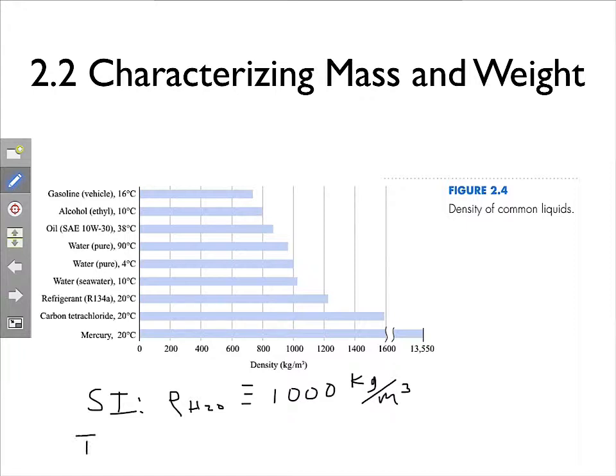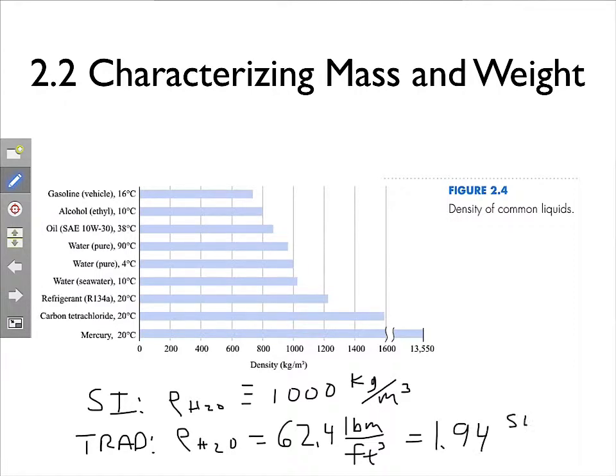And in traditional units, the density of H2O equals either 62.4 pound mass, lbm, over foot cubed, or 1.94 slug per foot cubed. So you can see that factor of 32.2 coming in the different densities, depending on what mass unit you're using, either slugs or pound mass.